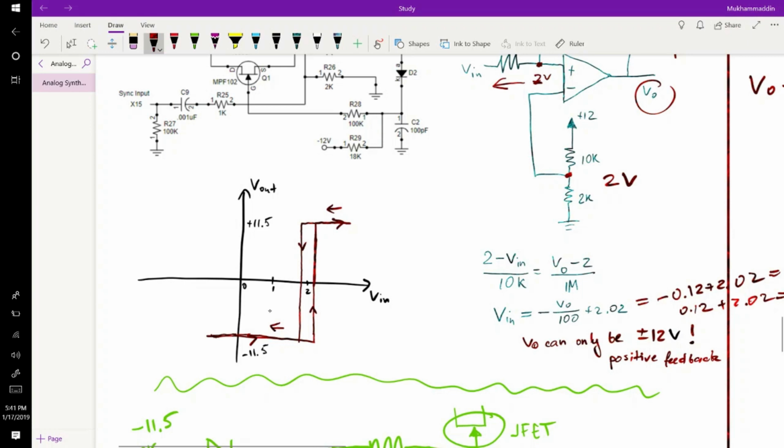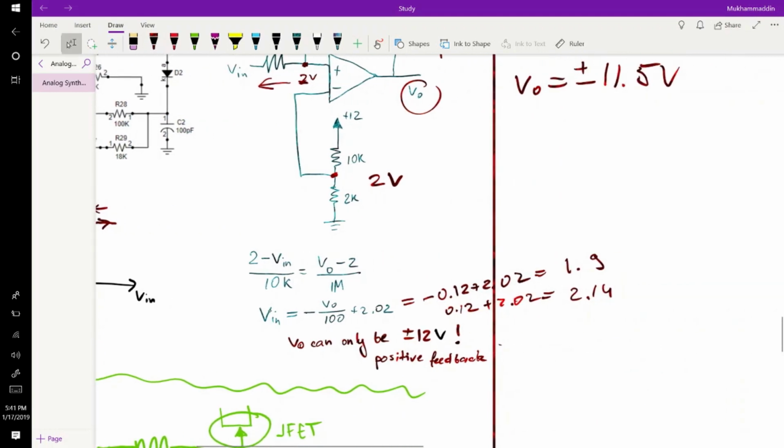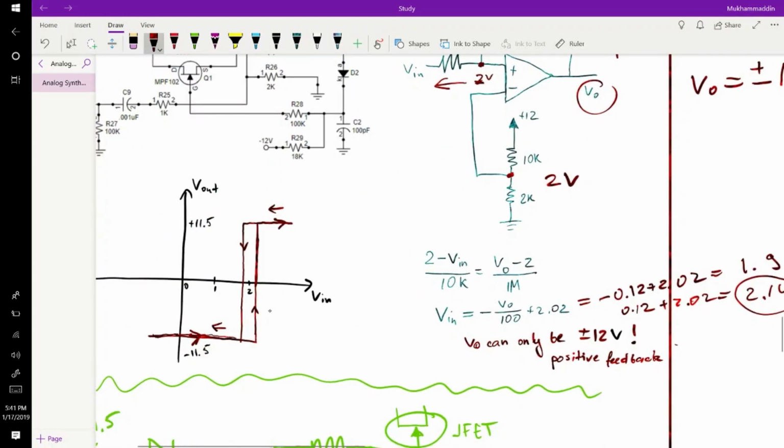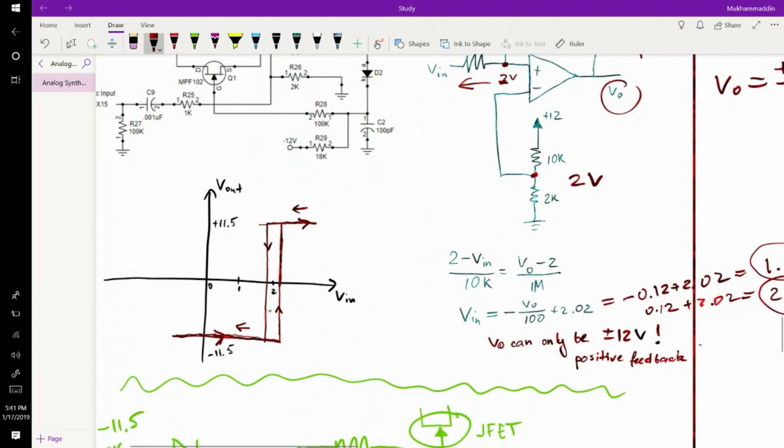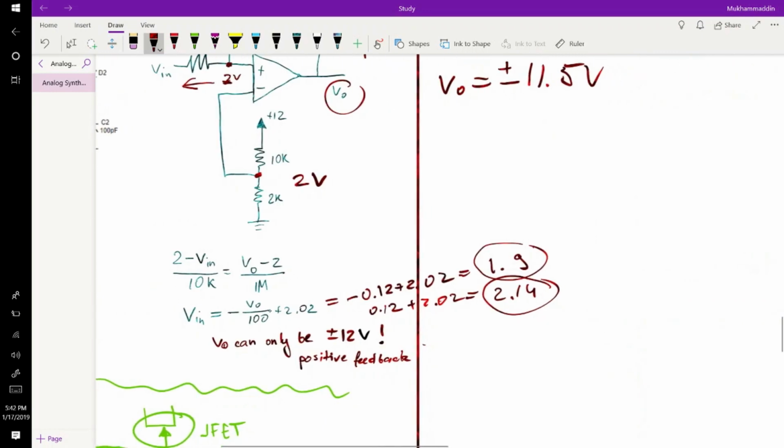So initially the output voltage is at minus 11.5 volts. Why? Because it's less than this upper trip voltage, so it's at the negative rail. Then when it hits that threshold, it shoots up to the positive rail of 11.5. Then when it goes back, it needs to reach this negative trip voltage, which is 1.9, slightly less than 2. It will go back and so on. So this is a typical Schmitt trigger.